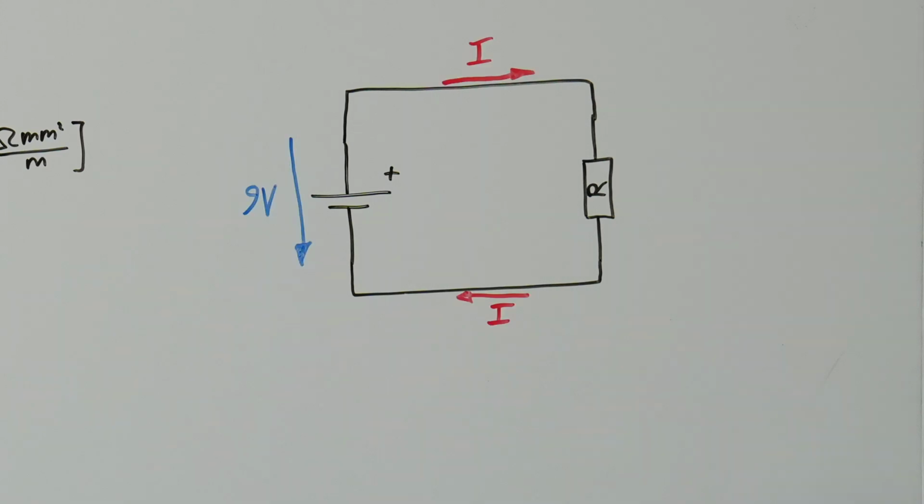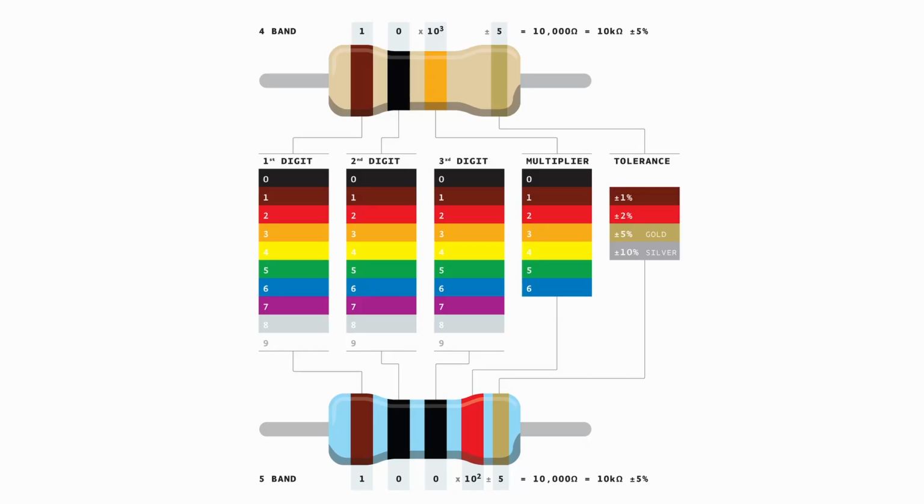Let's say we supply a voltage of 9 volts by the battery, and for the resistor we choose one that has 4 rings, a brown, black and a red one on the left and a gold one on the right. Brown stands for a 1, black for a 0 and red for a multiplier of 10 to the power of 2. So we have 10 times 10 to the power of 2, which is equal to 1000 ohms.